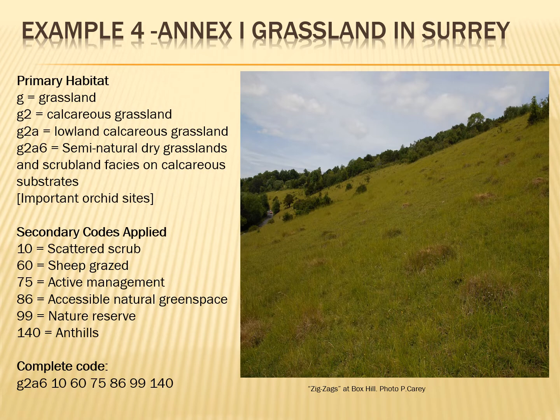And example 4 is a grassland, an Annex 1, which is a priority grassland. Primary habitat G for grassland, G2 for calcareous grassland, G2A for lowland calcareous grassland, and then G2A6 for level 5, semi-natural dry grasslands and scrubland facies on calcareous substrates. It's an important orchid site, with a list of secondary codes shown below, and then the complete code is at the bottom.